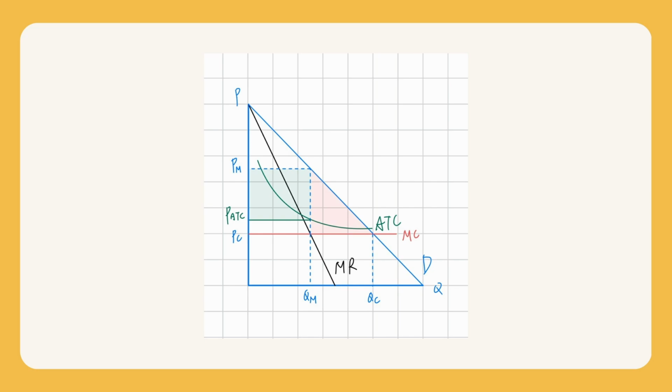So based on the diagram, we determine the quantity by MR equals MC at Qm, and the price at Pm, which is on the demand curve. This price is the profit maximizing price for TSMC. And the green area is the profit area. It's the gap between Pm and PATC times Qm.